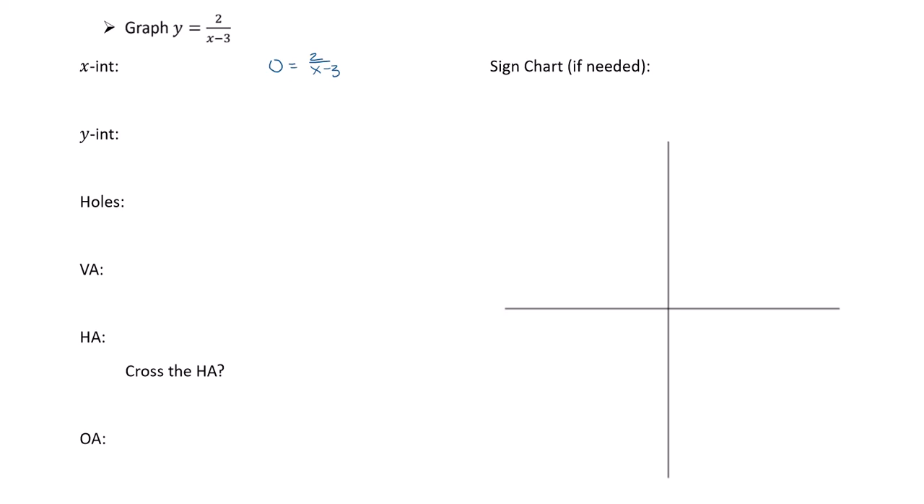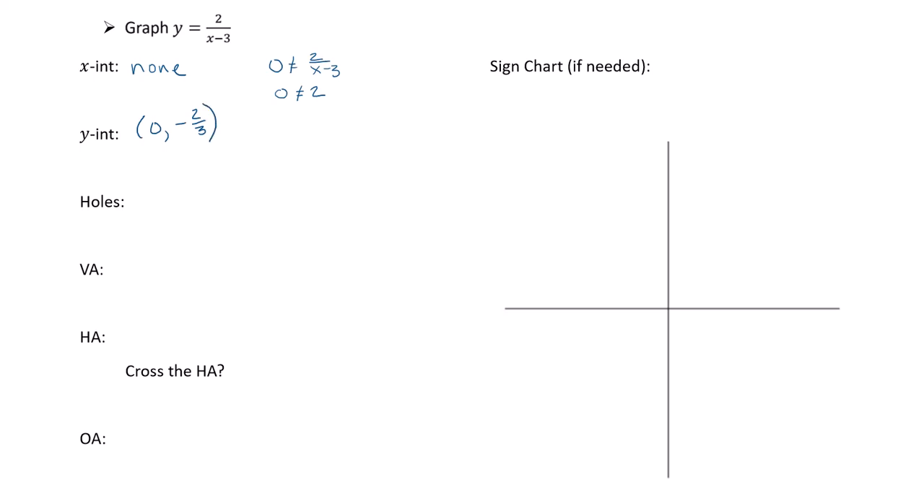If I multiply both sides by x minus 3 to clear the fractions, the left side will still be 0, and the right side will be 2. And 0 does not equal 2, so I don't have an x-intercept. Let's try to find a y-intercept. The y-intercept is when x is 0. So if x is 0 here, then y is going to be negative 2/3. So the y-intercept is 0, negative 2/3.